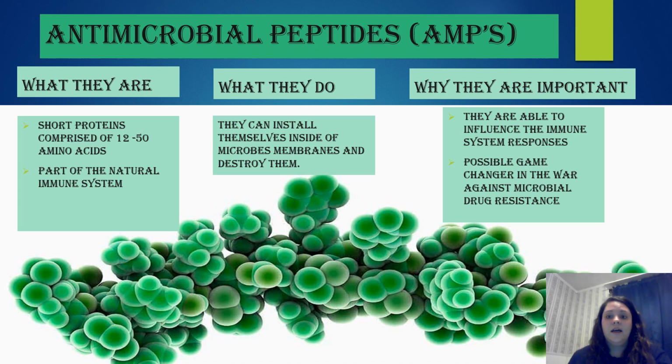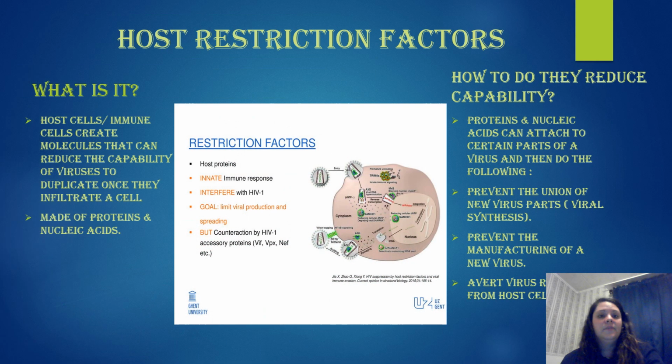We're going to go to the next slide over here. This is going to be talking about host restriction factors. So what is it? Host cells and immune systems create molecules that can reduce the capability of viruses to duplicate once they infiltrate a cell. These are made up of proteins and nucleic acids. How do they work?